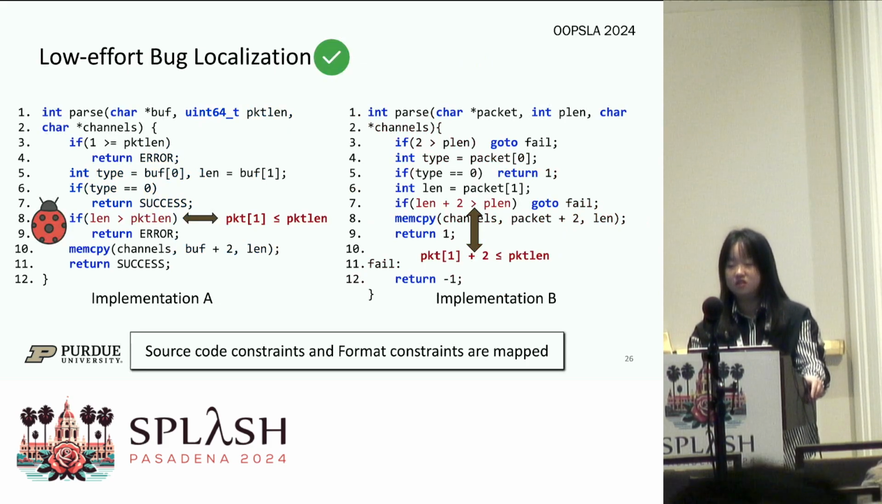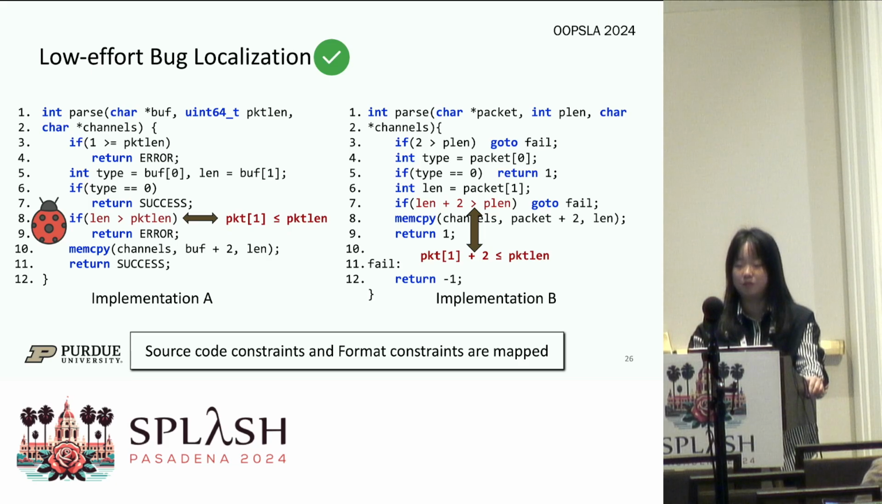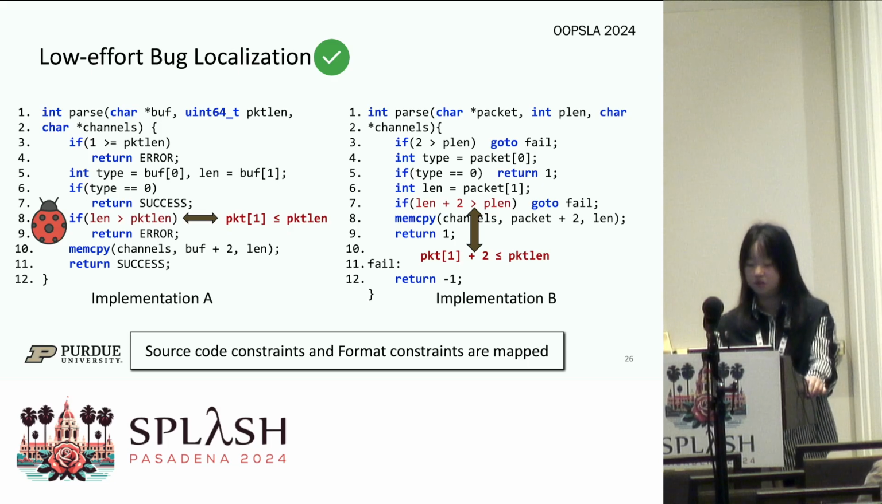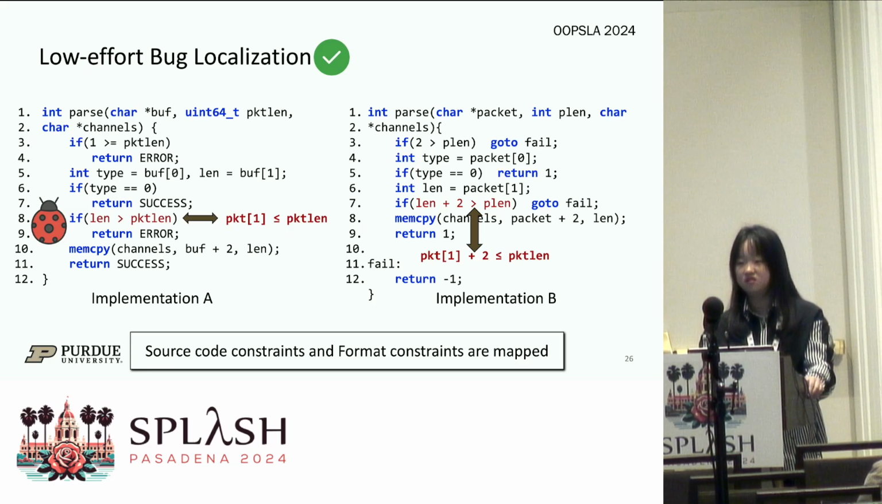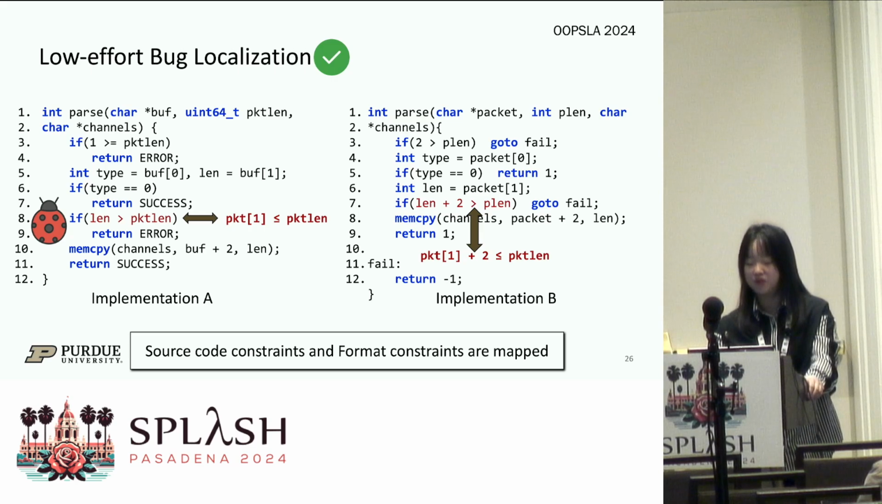Each inconsistency we get from the last step is a pair of constraints derived from the source code. By maintaining a mapping from the source code checks to the path constraints we derived, when we find an inconsistency, we are able to trace back to the source code location where the buggy code occurs. So this makes bug localization much easier and low effort.